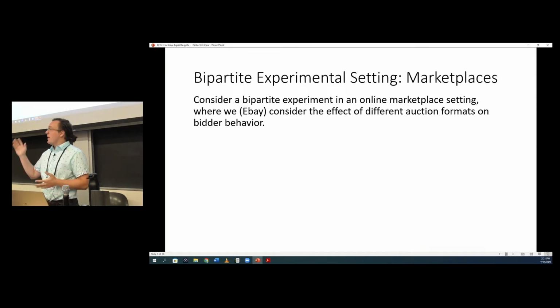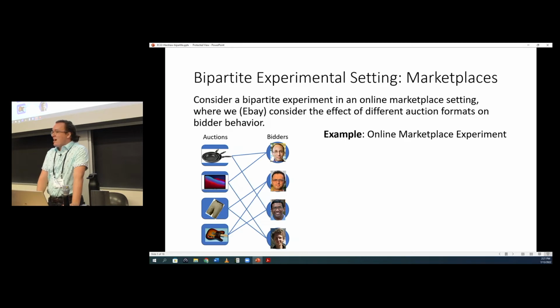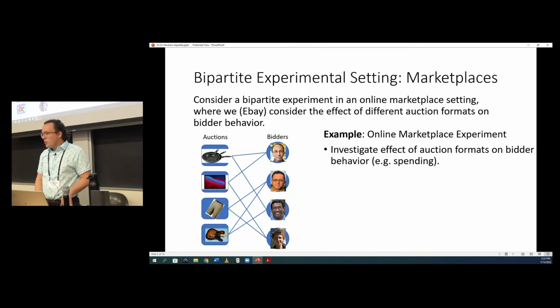So suppose that you're in a marketplace setting. We are eBay here. And we're going to consider the effect of different auction formats on bidder behaviors. So we have this real online marketplace here. There are some items that we're going to be bidding on, pots and pans and pants. And we have bidders who were on my dissertation committee. And now I'm going to put lines and make a bipartite graph if that bidder participates in that auction. And so we're going to investigate the effect of auction formats, maybe changing a reserve price, on bidder behavior.